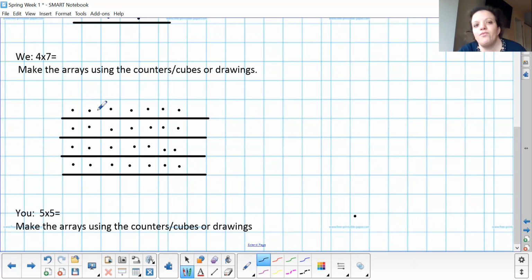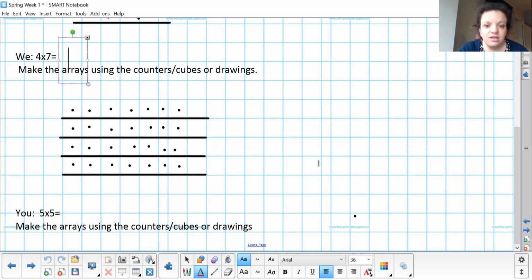Now, I'm not as good at counting in 7s as I am at counting in 4s. So I'm going to go this way this time and use my arrays to count in 4s, which is why it's good to line them up. So let's go 4, 8, 12, 16, 20, 24, 28. So my answer is going to be 28.